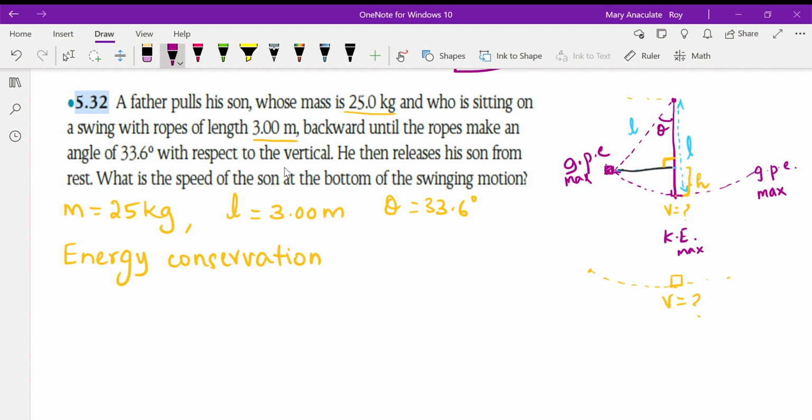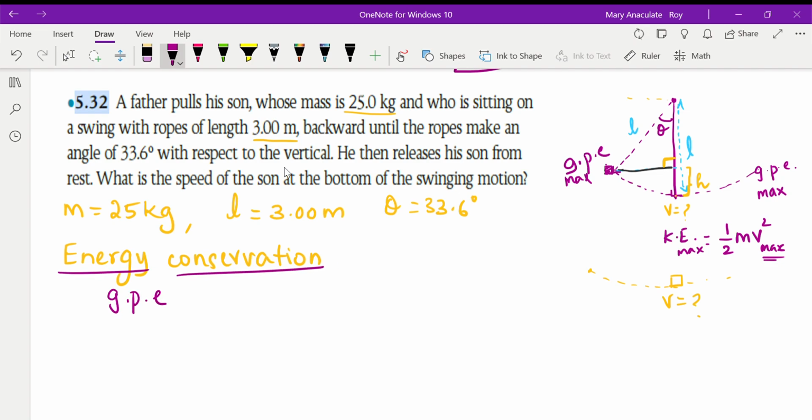So the kinetic energy maximum formula will be what? Half m v max square, right? Kinetic energy maximum will be half m v max square, and they want you to find out this particular speed. The maximum speed is what is the question. If we know the mass and the kinetic energy, then we can find it out. But do we know the kinetic energy maximum here? We do not know, but we can equate it to the gravitational potential energy. Okay, that's what I meant by energy conservation.